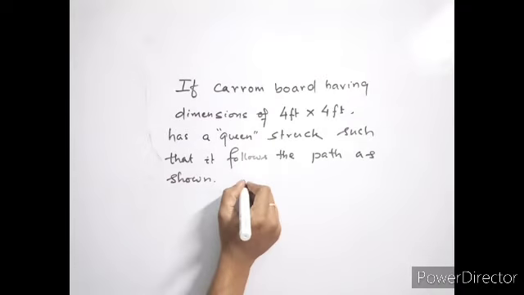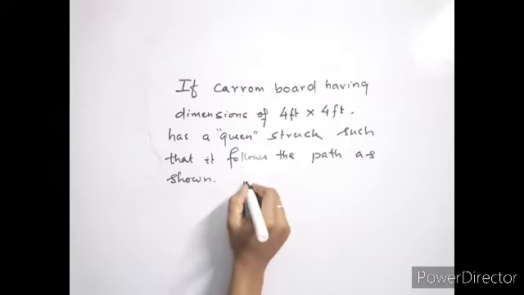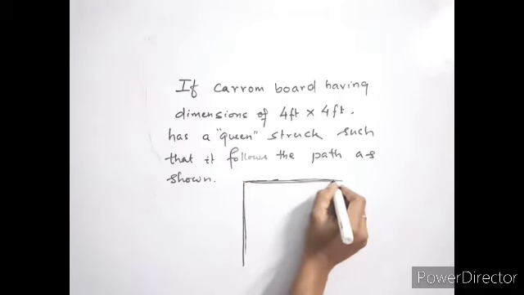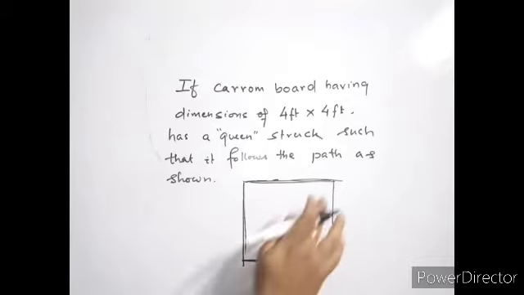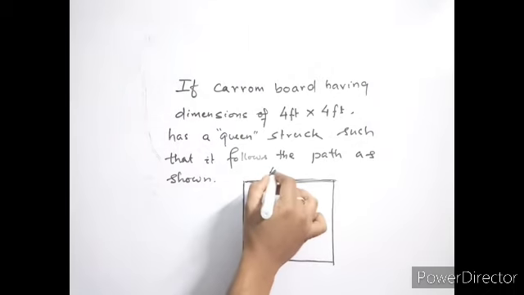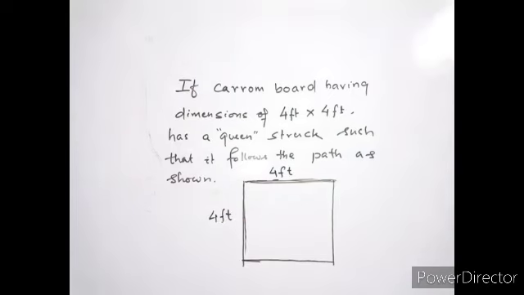So this is the carom board. Let me draw it as properly as possible for your better understanding. So we have the dimensions of a carom board over here, that has the length and the breadth. Let me draw that as straight as possible. So it has the dimensions of 4 feet by 4 feet, sorry. So the length is 4 feet and the breadth is 4 feet.